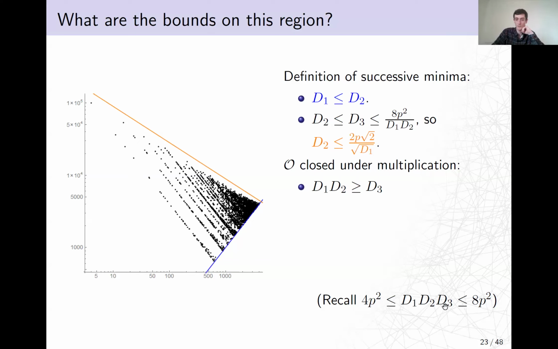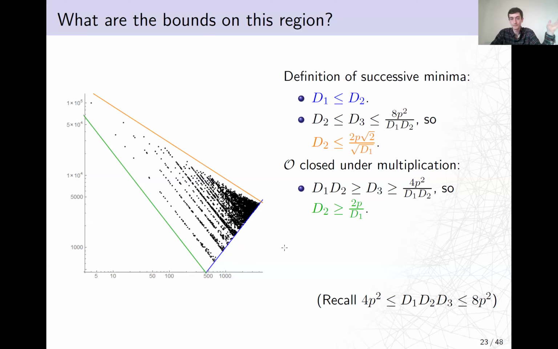And so again, using the fact that D1, D2, D3 is greater than or equal to 4p squared, we get this lower bound on the data, that D2 has to be at least 2p over D1. And so we get this nice triangle.